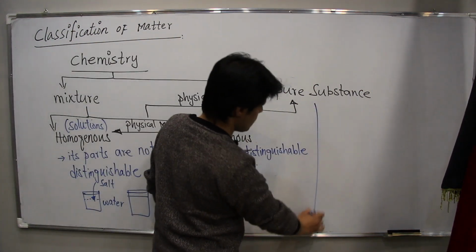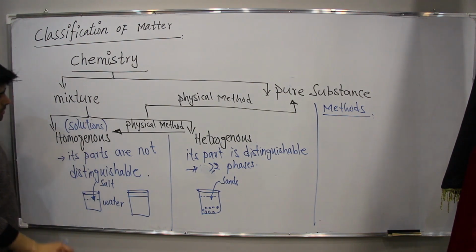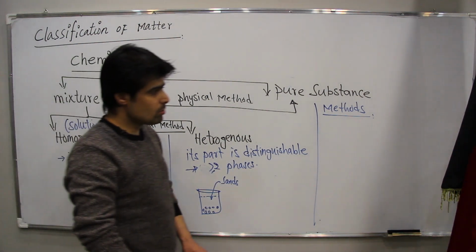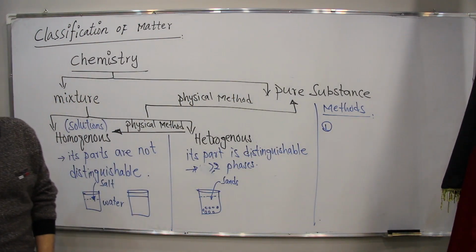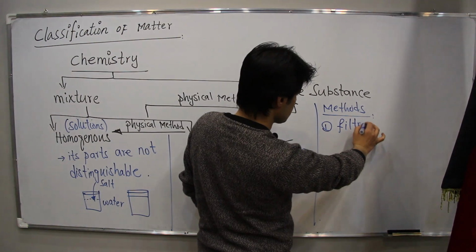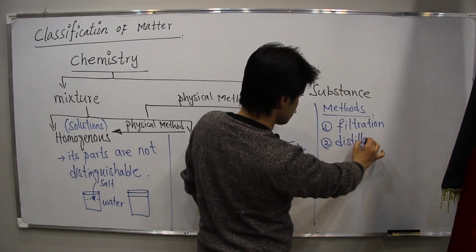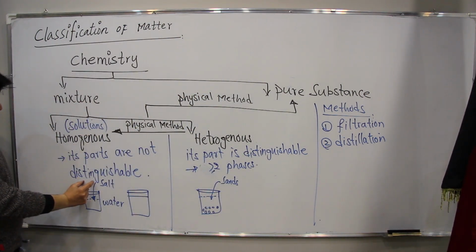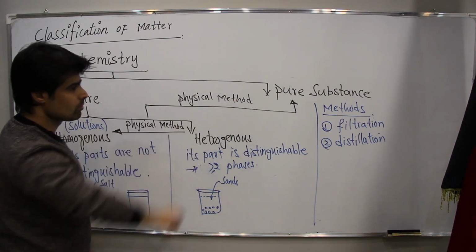Now, there is a question. What are the methods by which we can change a homogeneous or heterogeneous mixture to pure substance? We have many methods. These methods are physical methods. The first one is filtration. Also, we have distillation. By distillation, we can separate the parts which are distinguished from a homogeneous or maybe heterogeneous mixture to pure substance.